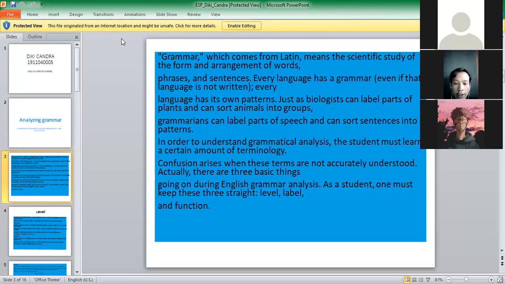In order to understand grammatical analysis, the student must learn a certain amount of terminology. Confusion arises when these terms are not accurately understood. Actually, there are three basic things going on during English grammar analysis. As a student, one must keep these three straight: level, label, and function.